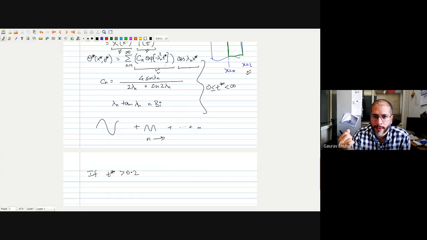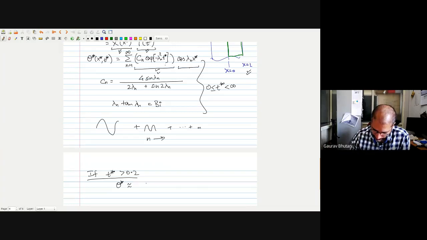Then it's e to the power of minus lambda n square t star. So of course, if my t star is 0, then each wave gives me the same contribution. But if my t star is greater than 0.2, what I see is that my decay of the exponential is very strong as my n increases. So that means that I can approximate my theta star, which was a sum of infinite number of terms, by only the first term.